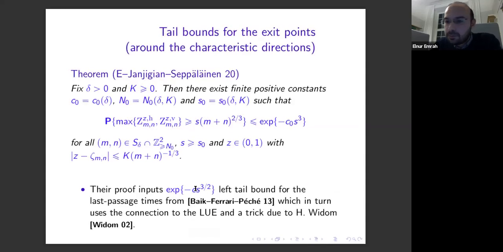Can I ask you a question? Sure, absolutely. Can you give some intuition why we have an s cubed kind of bound here? Because usually it is s to the power 3/2 for the upper tail.